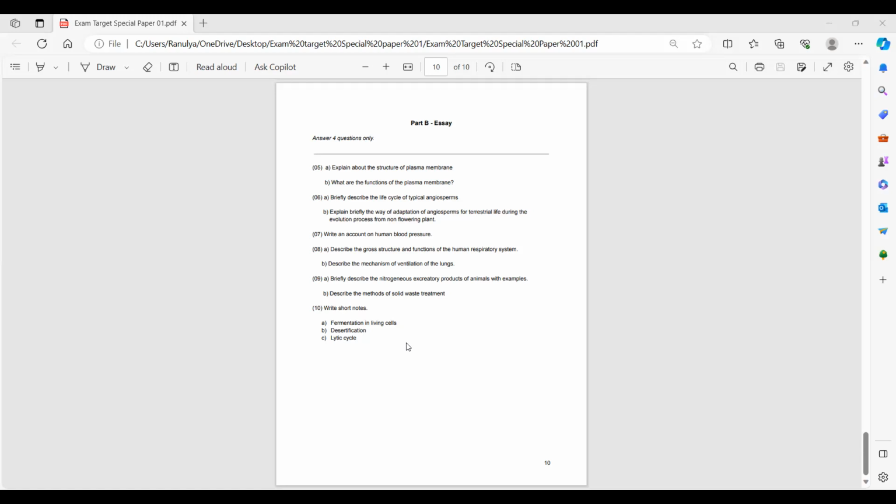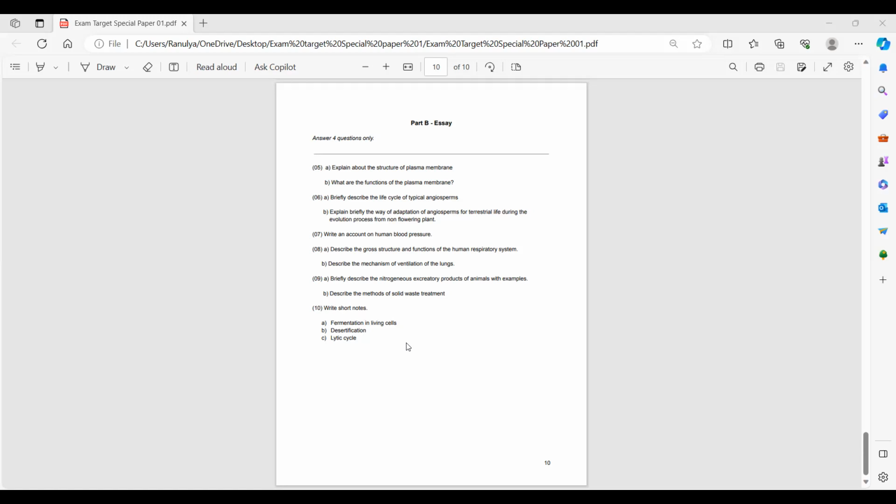Next point, it has 3 antipodal cells. Next point, 2 synergids. Next point, 1 egg cell. And next point, 2 polar nuclei.